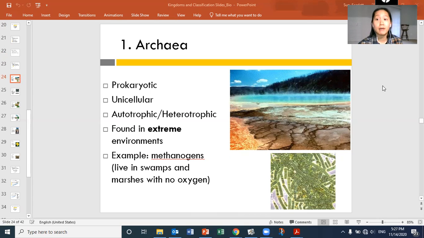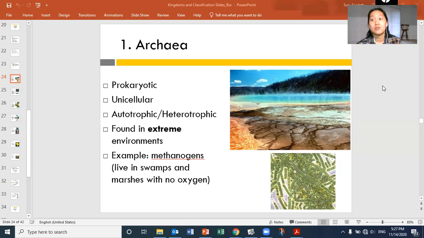Archaea are prokaryotic, which means that they do not have nuclei. They are unicellular, which means they're small and microscopic. They are autotrophic and heterotrophic, because some of them can make their own food and some of them can't. They are found in extreme environments. So any environment that you think you cannot possibly survive in, that's where they're found. They're not found in normal places where we can survive. If you have a temperature between like 0 and 100, they can't live there. It's too normal. They have to live in something that's way below freezing or way above boiling water.